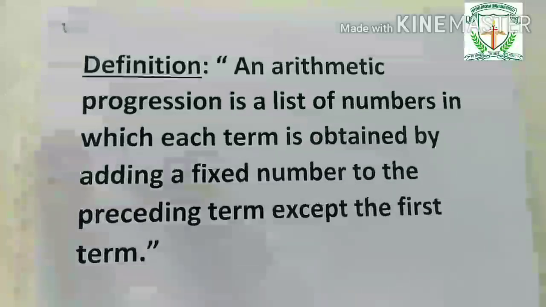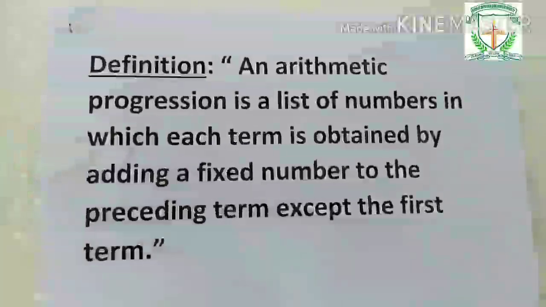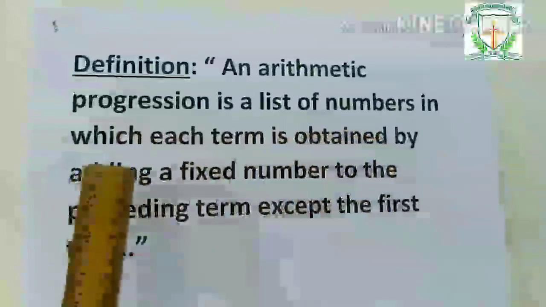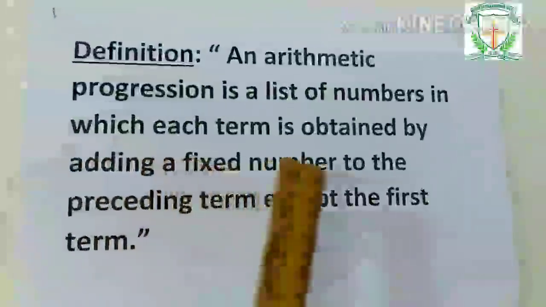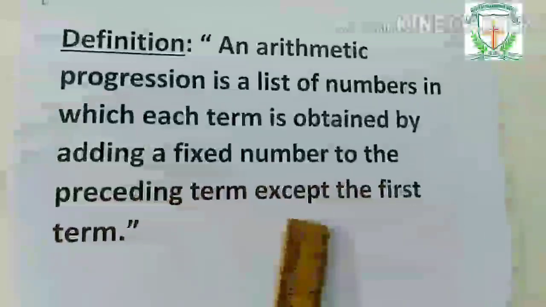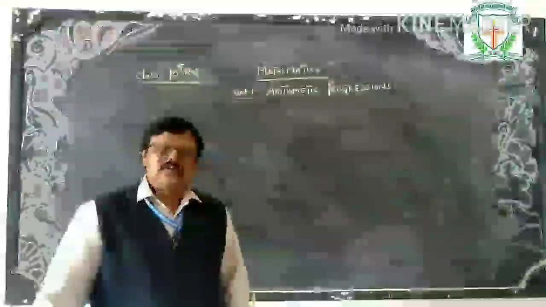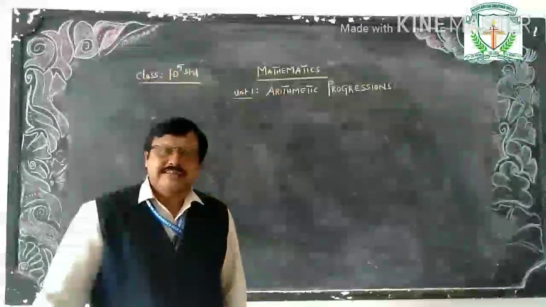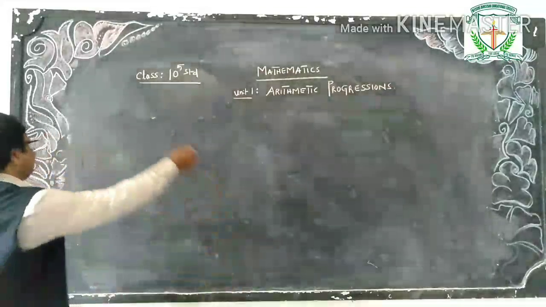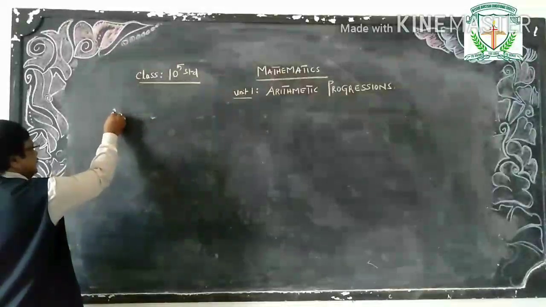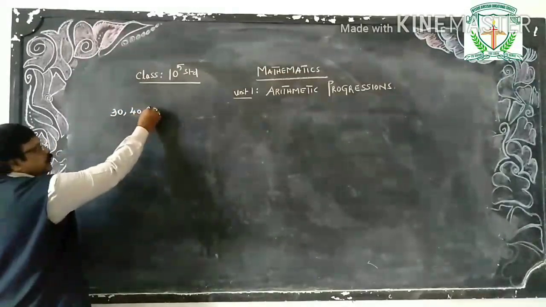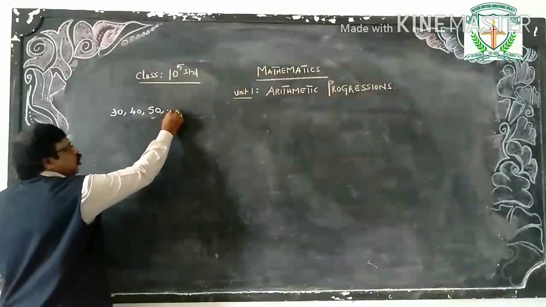An arithmetic progression is defined in this way. An arithmetic progression is a list of numbers in which each term is obtained by adding a fixed number to the preceding term, except the first term. Students, now I am going to write some arithmetic progressions. Just observe this: 30, 40, 50, and so on.